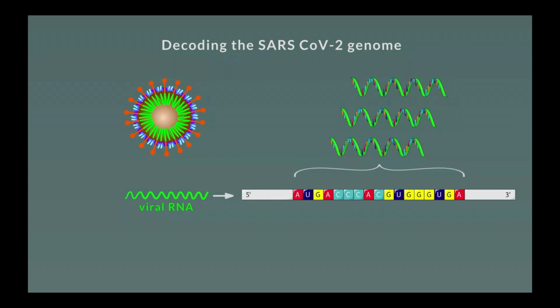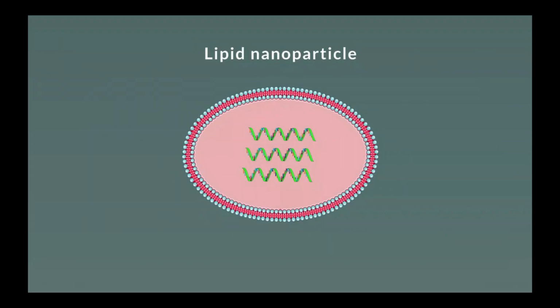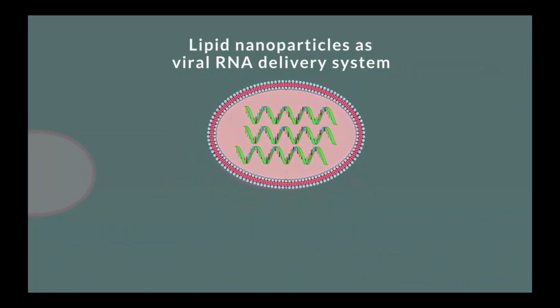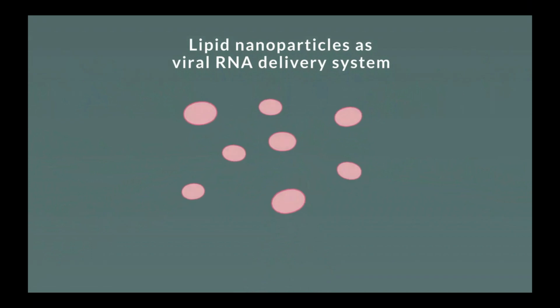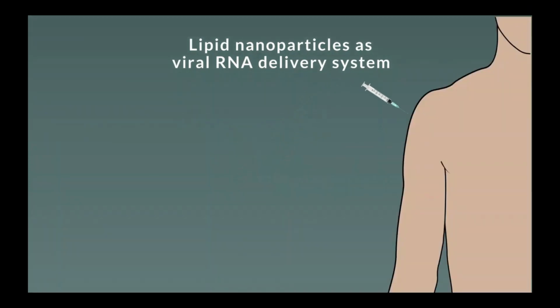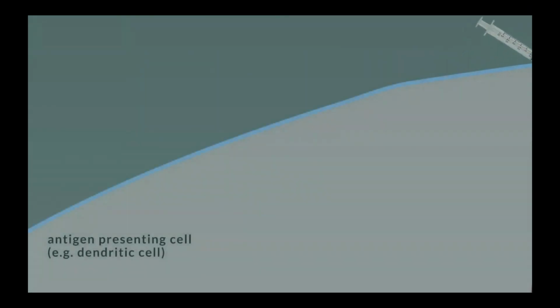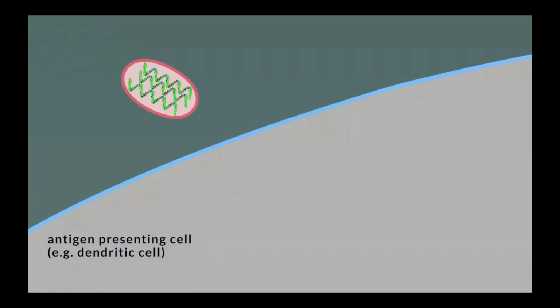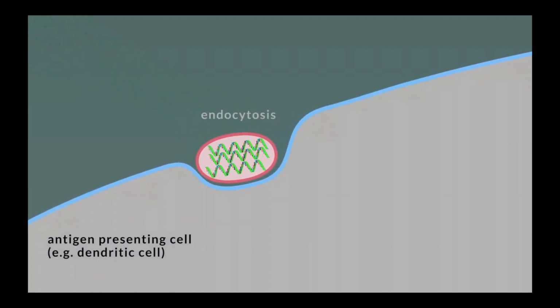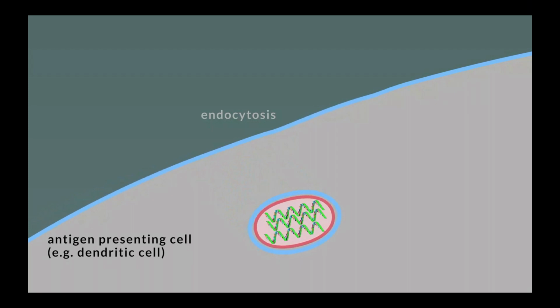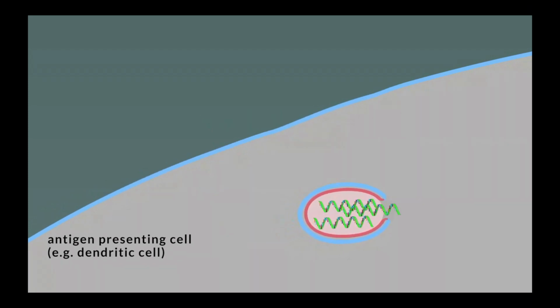To protect the vaccine and also allow passage through the cell membrane, Pfizer and BioNTech wrapped the mRNA in small bubbles made of lipid nanoparticles. The lipid nanoparticles containing the RNA would then be delivered into the patient via syringe. After injection, the nanoparticles are absorbed by the body and taken up by an antigen-presenting cell through endocytosis. It then releases its RNA package.